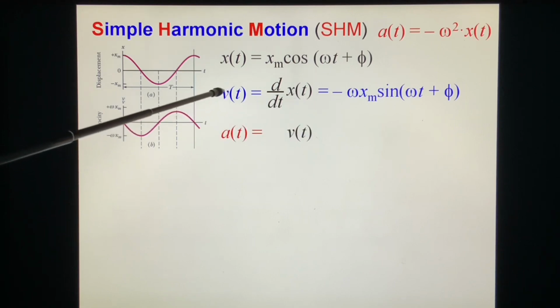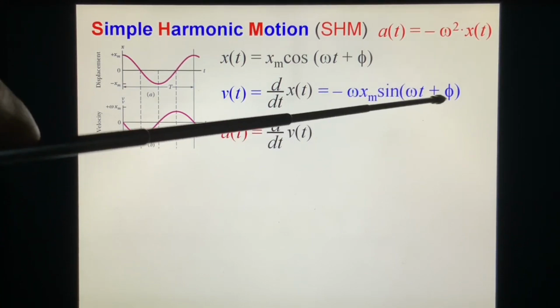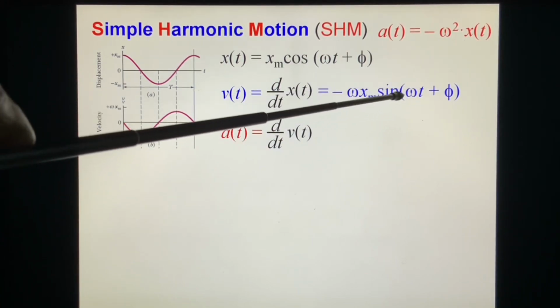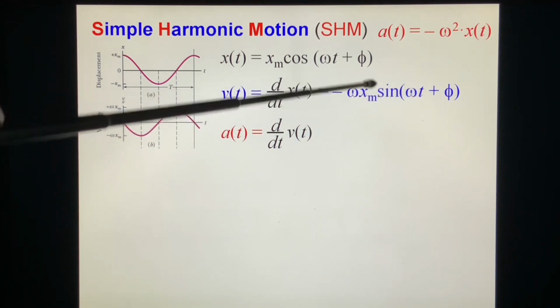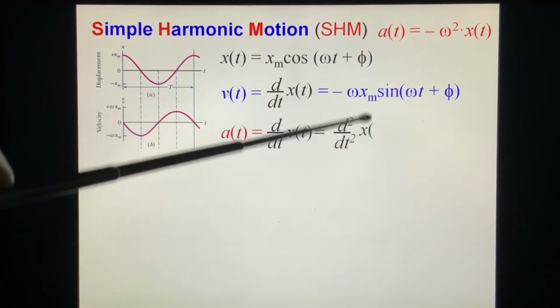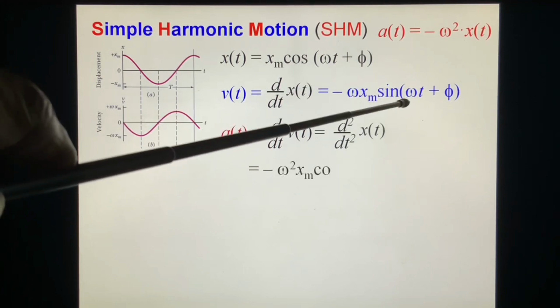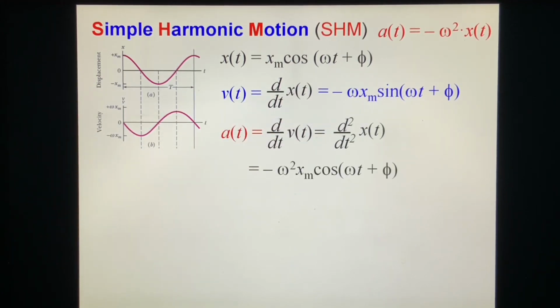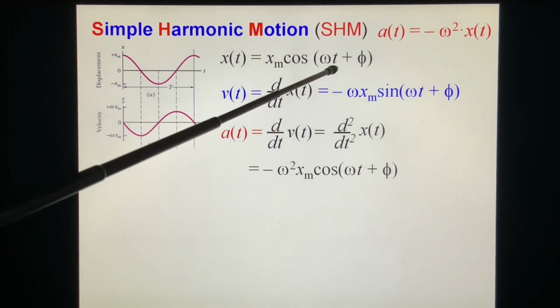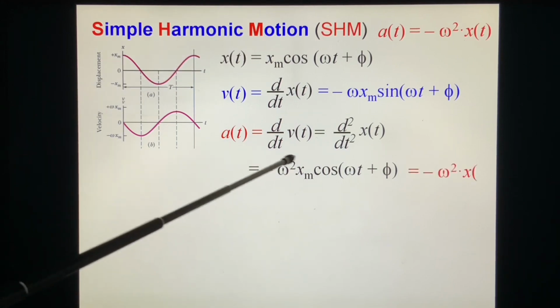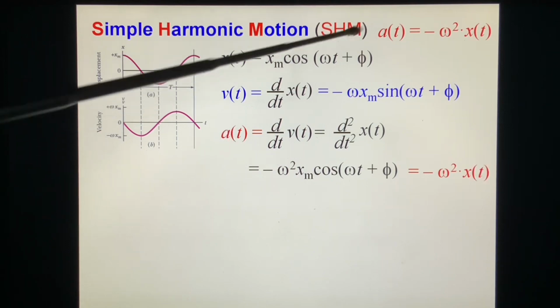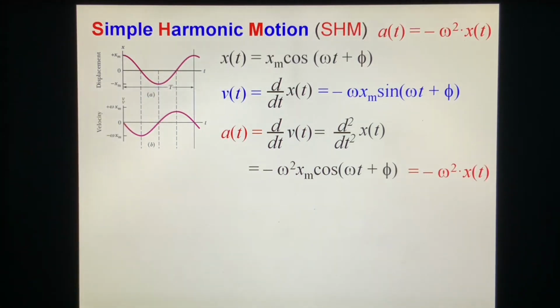And we do the acceleration. A equals dv dt. We take the derivative with respect to time t again. The derivative of sine is cosine times omega, so we get omega squared. So a equals minus omega squared xm cosine omega t plus phi. And look, xm cosine omega t plus phi is exactly x at time t. So we put this here: a equals minus omega squared x. This is a characteristic of simple harmonic motion.